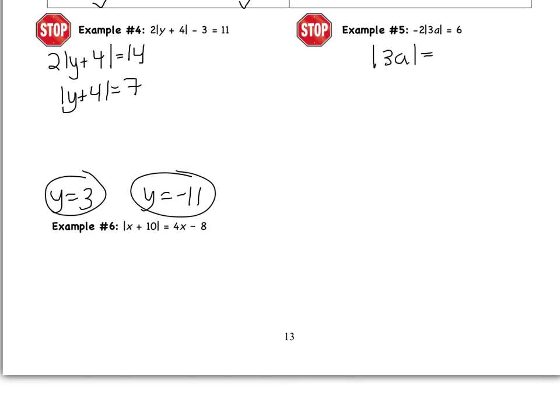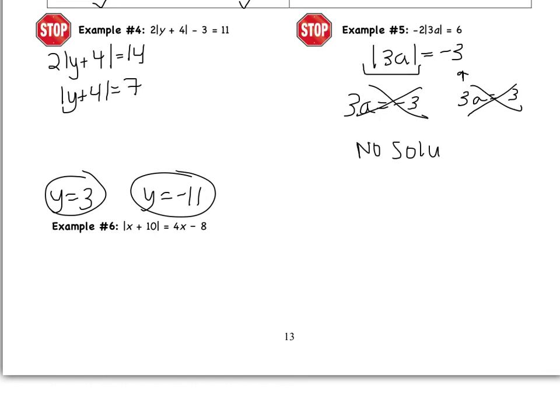Example 5, you should have divided by negative 2. So you get the absolute value of a equals negative 3. Okay, it's tempting to write 3a equals negative 3 and 3a equals positive 3. But we need to look at what this equation is telling us. This is telling us absolute value, the distance from 0, is negative 3. Does it make sense for me to say that I live negative 3 miles from Prospect High School? No, absolute value can never be negative. We don't have negative distances. So these equations do not work. At this point, we write no solution. You can't be a negative distance from 0.